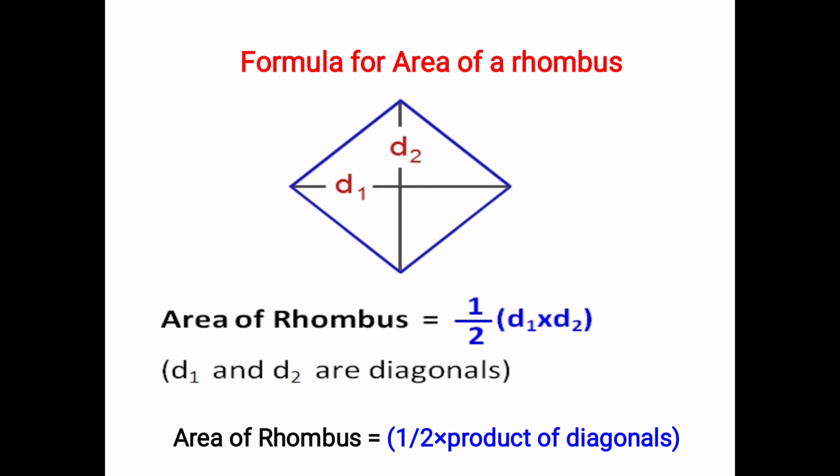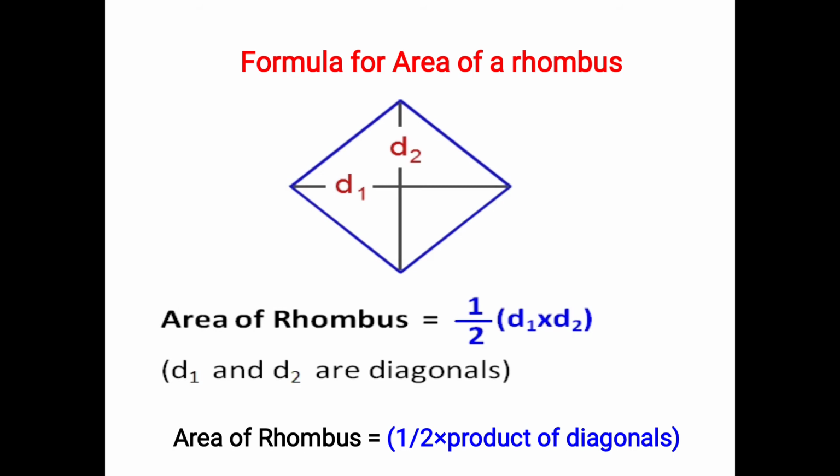Okay, so half of d1 and d2 is the area of the rhombus. Or we can say in another way, the formula of the rhombus is: area of rhombus is equal to half into product of diagonals. Product means, as we already know, multiplication, right? So half into diagonals, d1 and d2 are the diagonals. Or in another way, half into the product of diagonals. I hope you understood the formulas for the area of the rhombus as well as the area of the parallelogram.